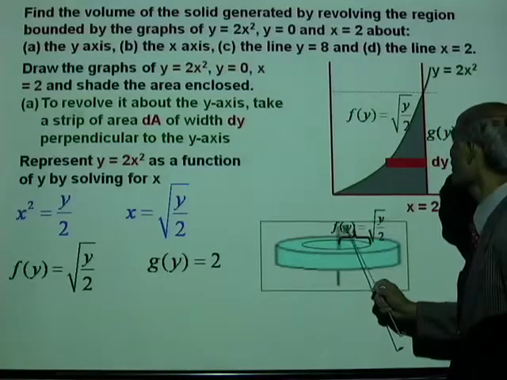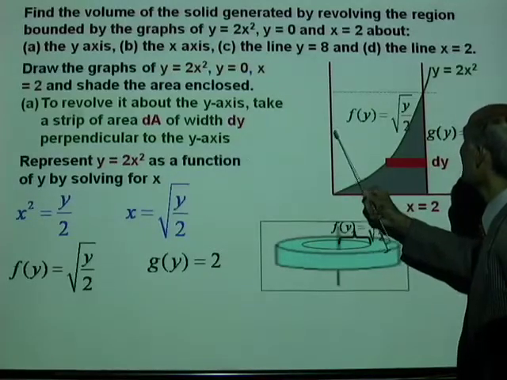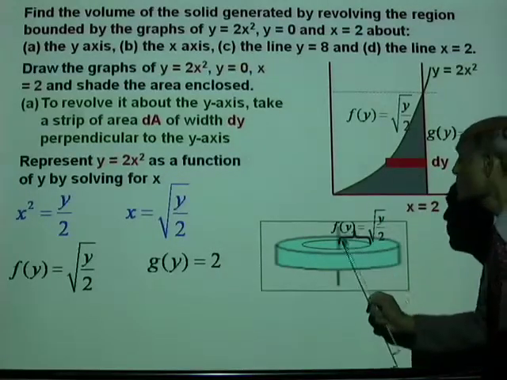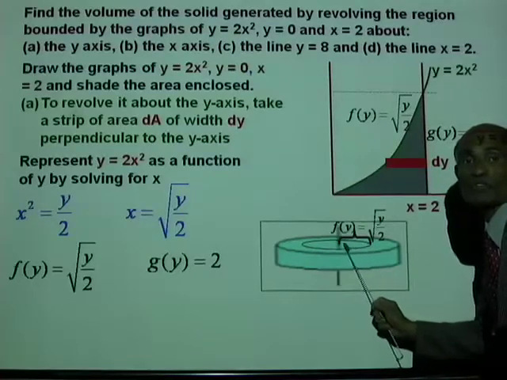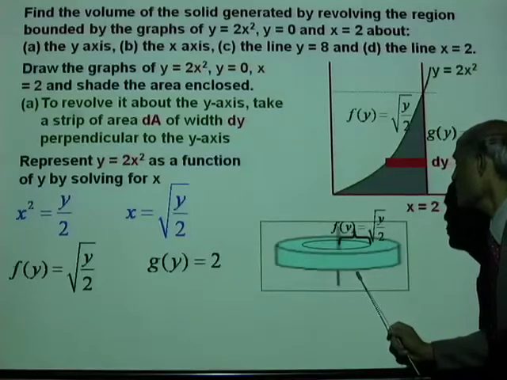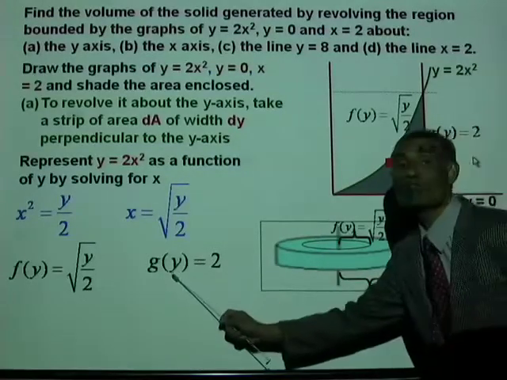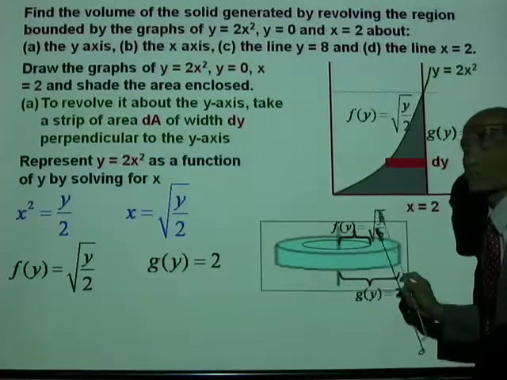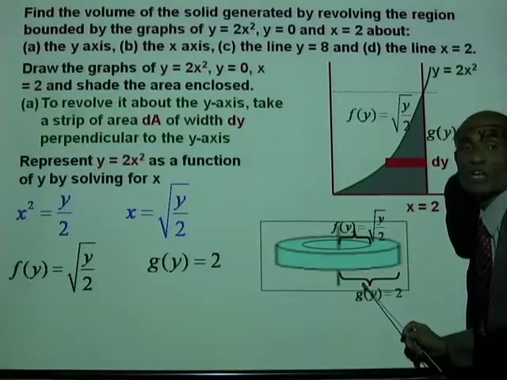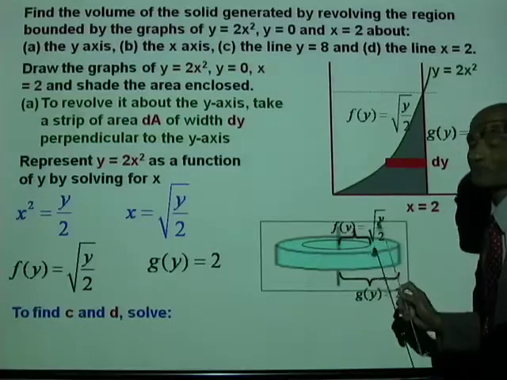So this is your f of y. In other words, f of y equal to square root y over 2 is actually the radius of the hole. That is this radius. F of y equal to square root y over 2. And what is the outer radius? The outer radius is g of y equal to 2. So we have the outer radius and the inner radius, the uppercase R and this is the lowercase r.